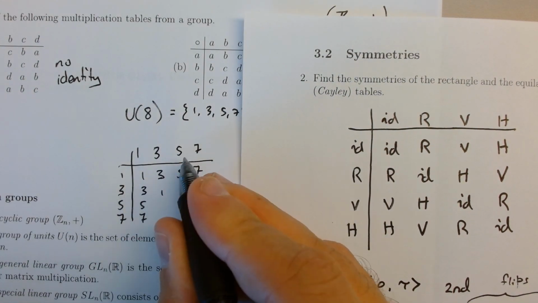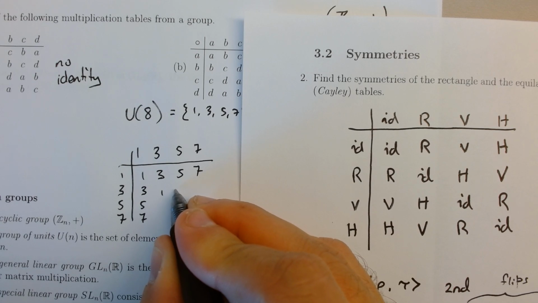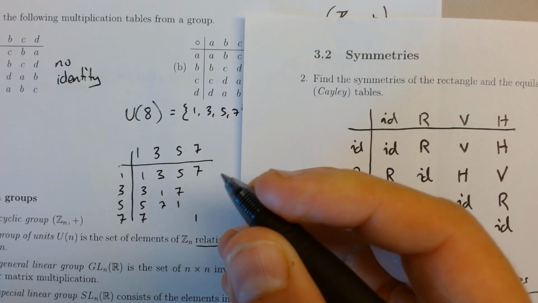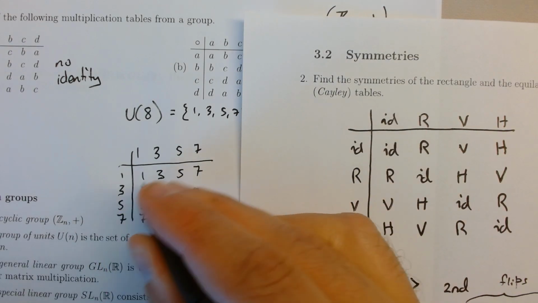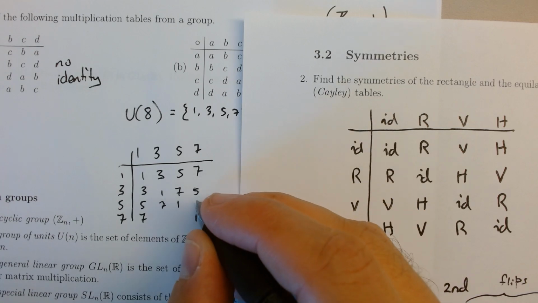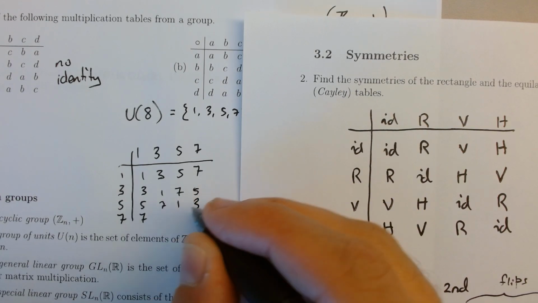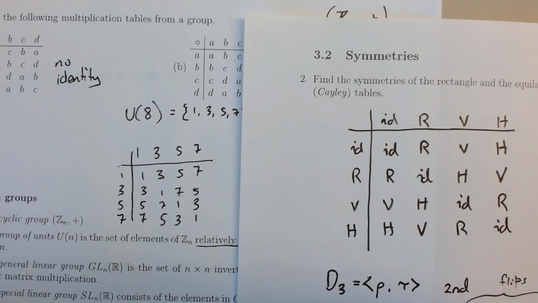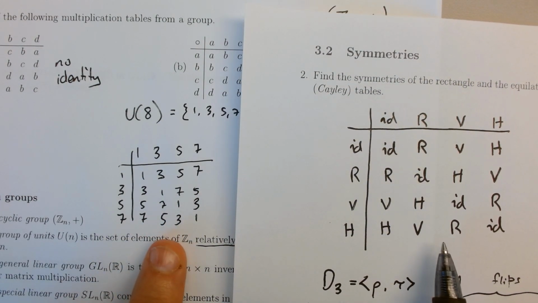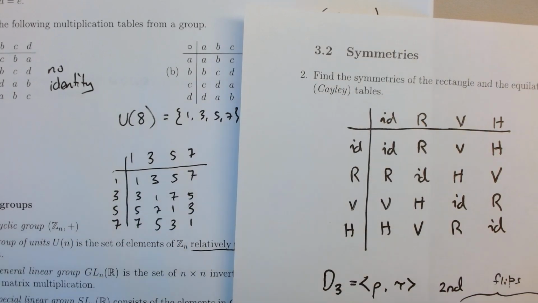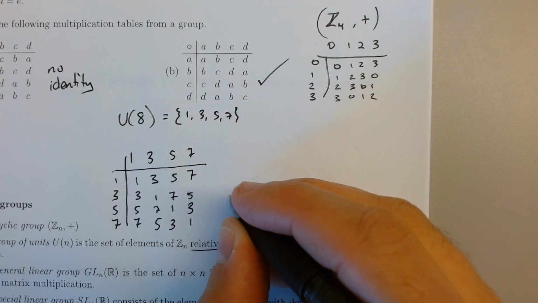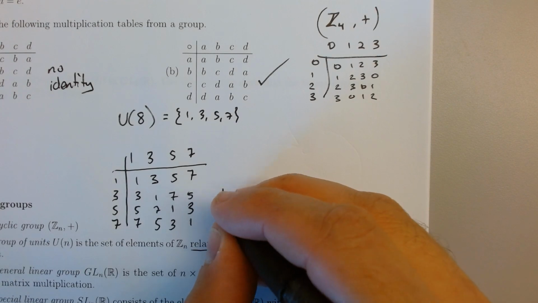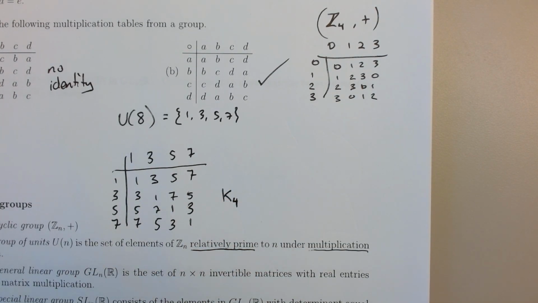Let's put the rest of the numbers here. 3 times 5 is 15, mod 8 is 7, so 7 again there. 3 times 7 is 21, mod 8 is 5, and 5 times 7 is 35, mod 8, which is 3. So you get the same numbers here. So notice these have the exact same structure, just rename elements to the numbers. And so this is another example of the Klein 4 group. So anything that has this structure, we would say, is isomorphic to K4, the Klein 4 group.